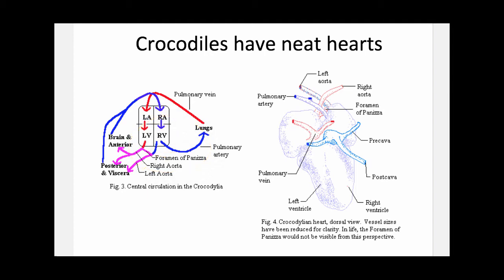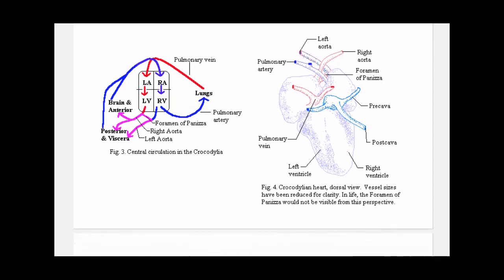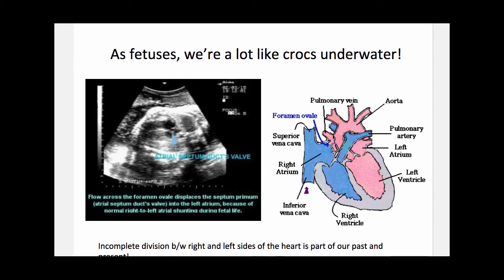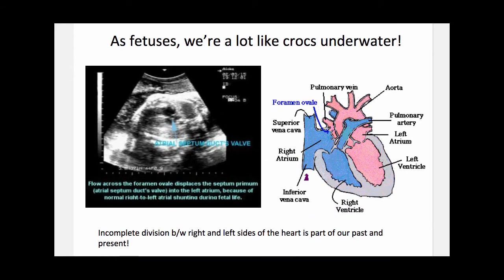Okay? Now this might be just a little bit of crocodile trivia, but it's actually kind of similar to something that goes on in the circulation of humans. Because as fetuses, we have maybe not a foramen of Panizza, but we've got a foramen ovale. Okay? The foramen ovale is doing effectively the same thing because when we're fetuses, we don't use our lungs to acquire oxygen.